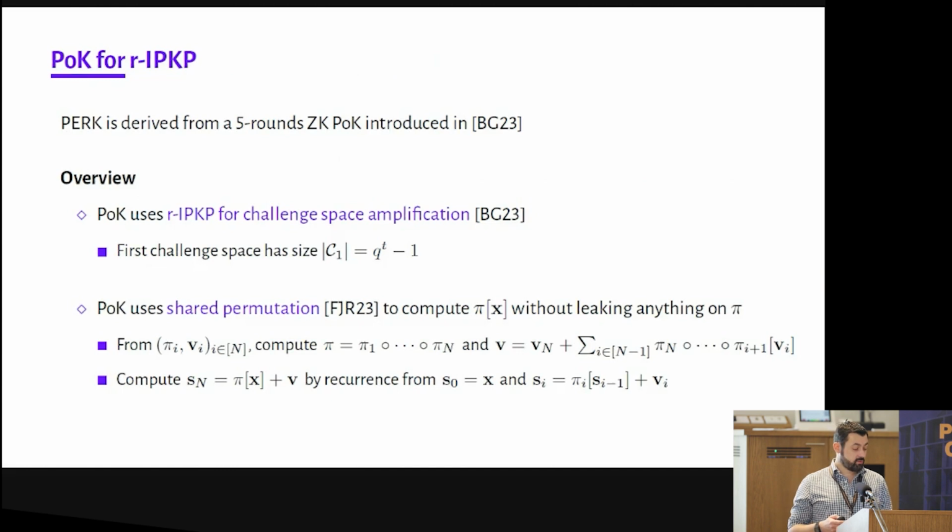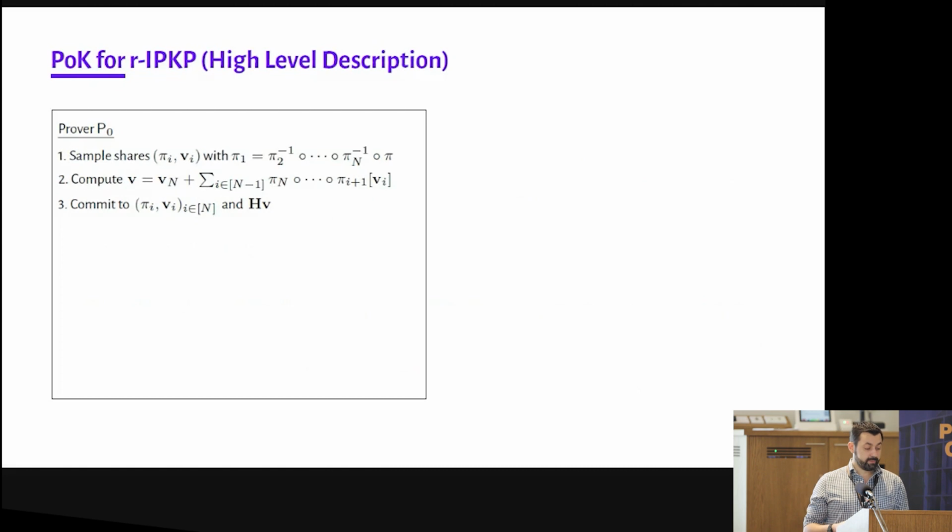So these are the two main points in the proof. If we want to have an idea of how it works, here is a very high-level description of the protocol. The prover will start by sampling all the shares with the additional constraint that you want P1 to be of a specific form, because here you want to use the secret. You compute V, and then you commit both to the shares and to H times V.